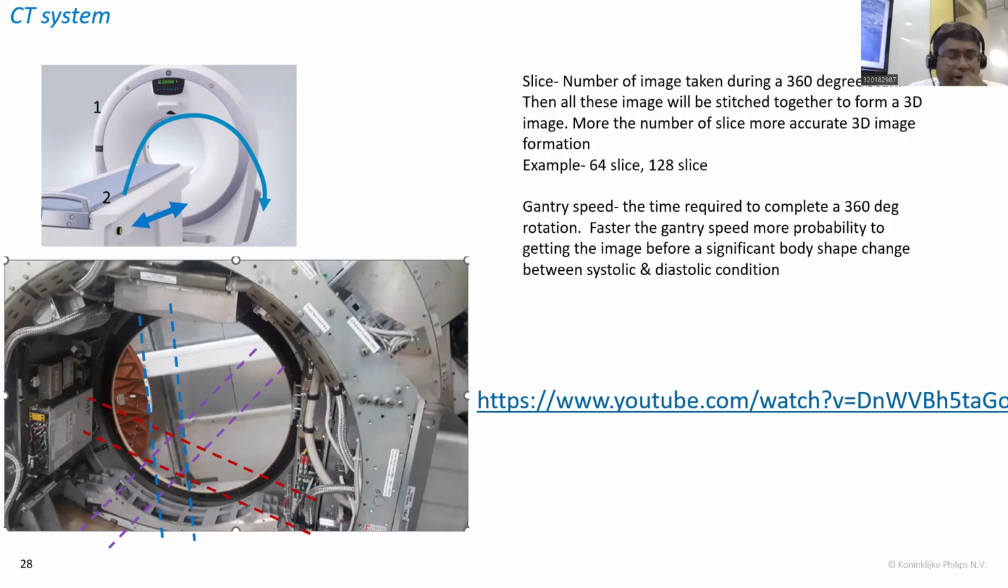So ideally, you should have images where an insignificant change in the shape happens. It minimizes the error during this image processing. That's the reason earlier it was 32 slice, now 64 slice, 128 slice. The more the number of slices, the better the probability of not having errors.